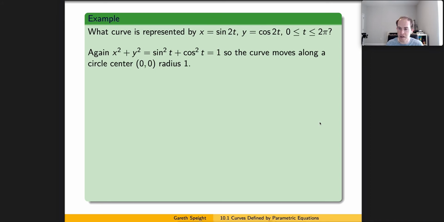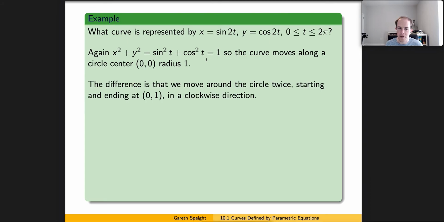So if we do x squared plus y squared, here we should get sine squared 2t plus cosine squared 2t, which is going to be equal to 1. Okay, here is a 2t, but it doesn't make a difference. So again, we're moving around the circle with center the origin and radius 1. Okay, but what is the difference?